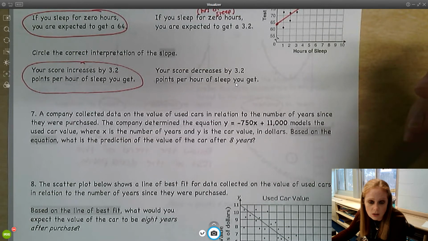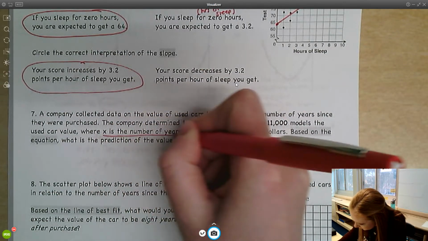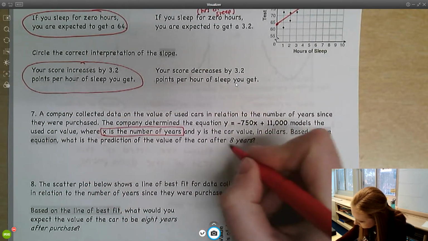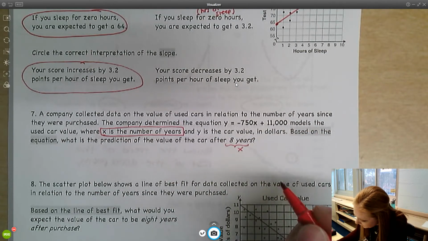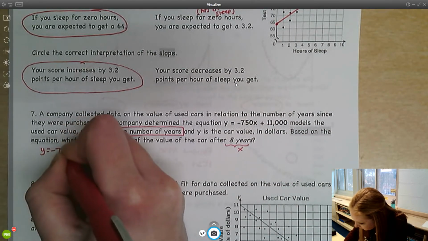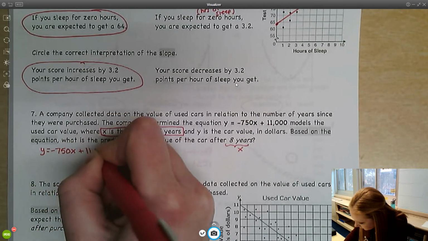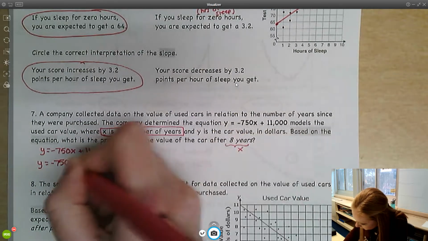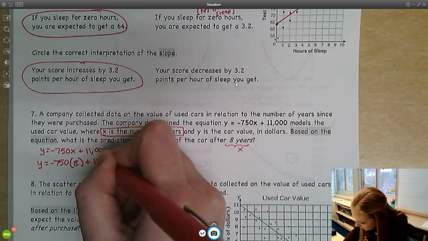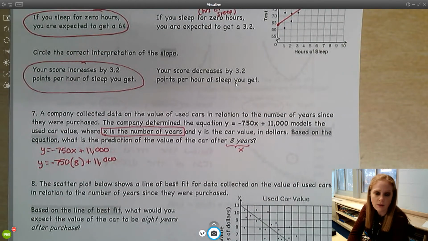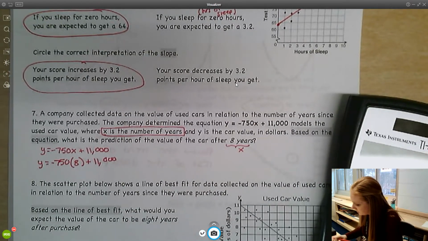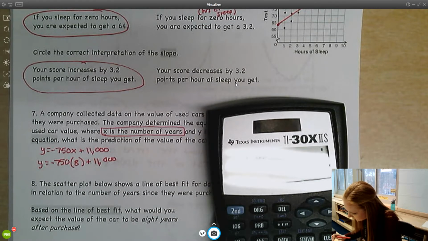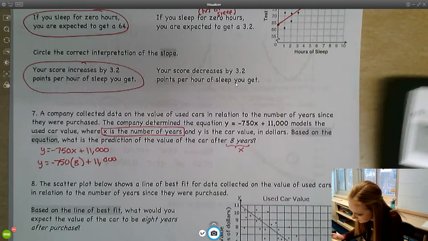So we said our years was x. X is the number of years. So we're going to take that 8 and plug it in for x. So y equals negative 750x plus 11,000. Let's plug in 8 for x and see what we get for the y, which is the value of the car. Negative 750 times 8 plus 11,000. 5,000.